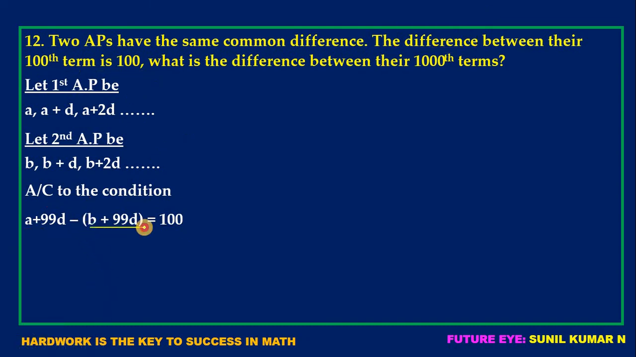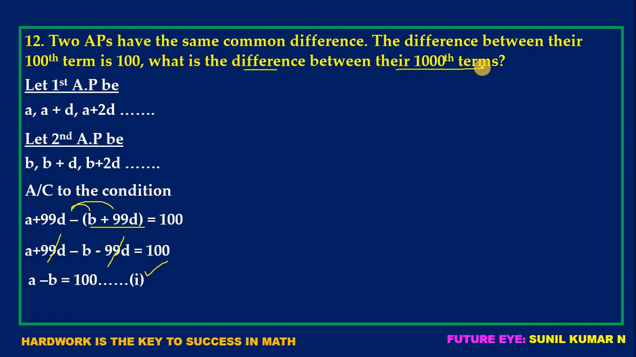So this is a binomial, hence minus multiplied to B, we get minus B, and again minus multiplied to plus 99D, we get minus 99D. And here plus 99D and minus 99D will get cancelled out, and what is left with us is A minus B equals 100, and this you call equation number 1. Next, what to do? Look at what we wanted to find. What is the difference between their thousandth terms?